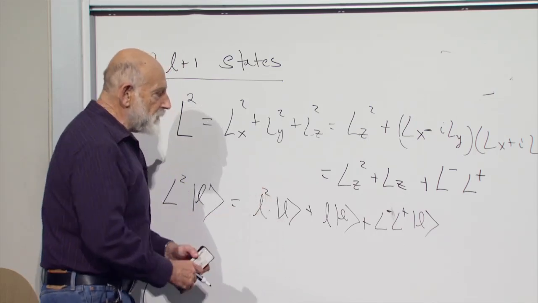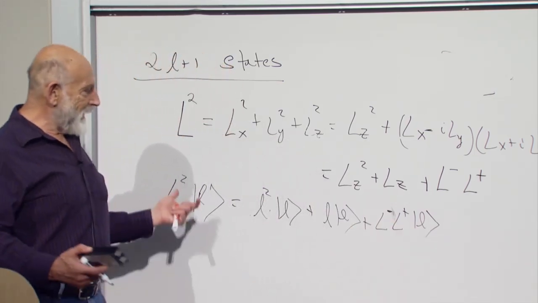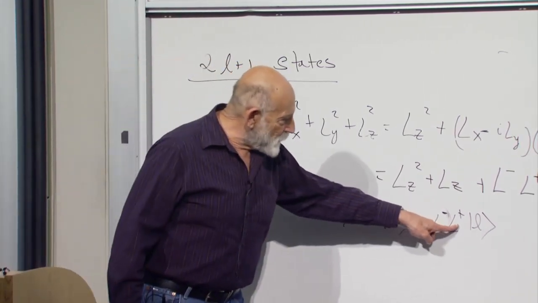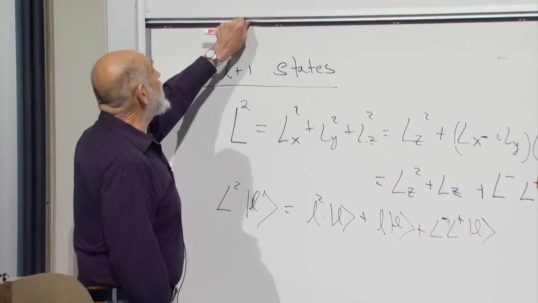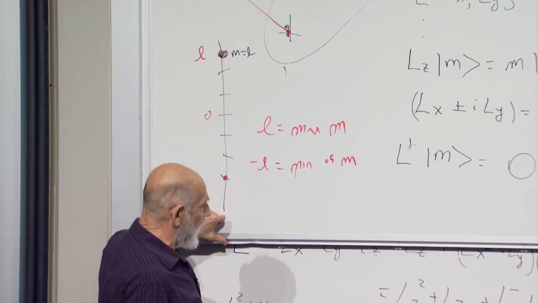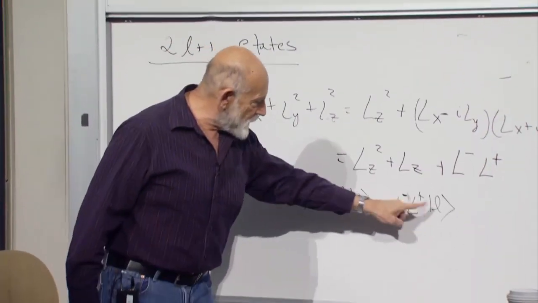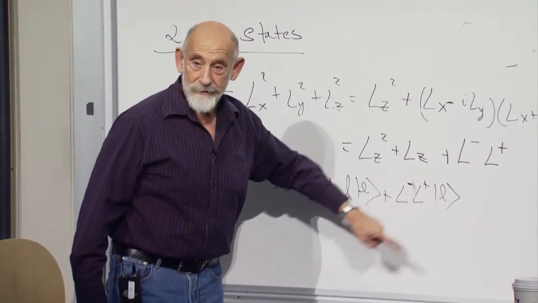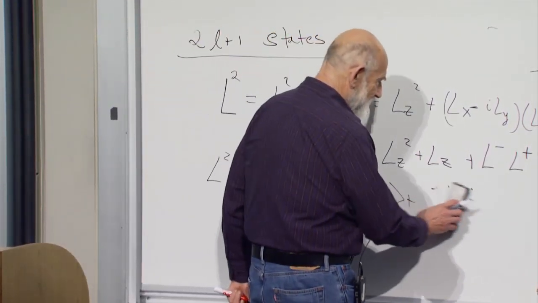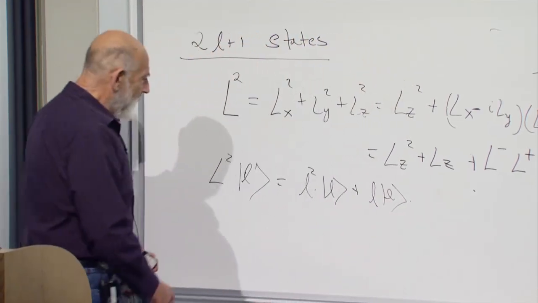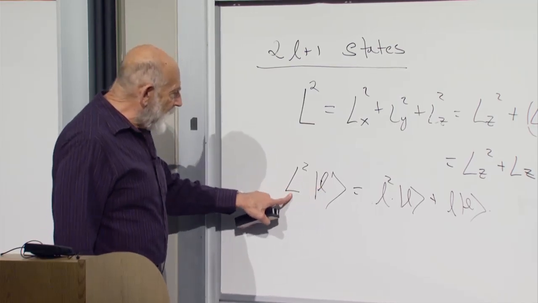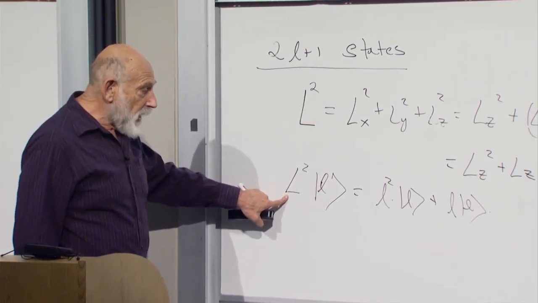Okay, that was easy, but what about this here guy? What are we going to do about it? It's 0. Why? Because L plus, when it hits the top, runs out of states. That was the definition of the top here. The definition of the top state is that L plus gives 0. So we can just erase this. And now we've learned something, that this state l is an eigenvector of the square of the angular momentum.